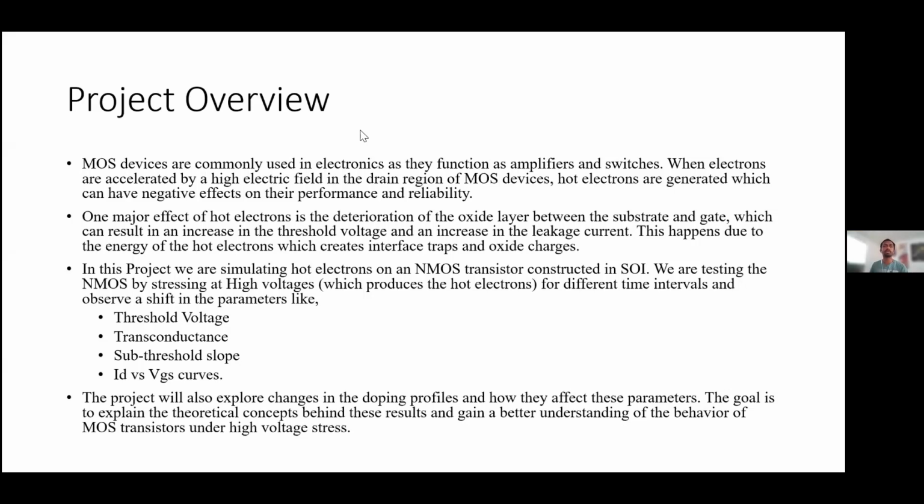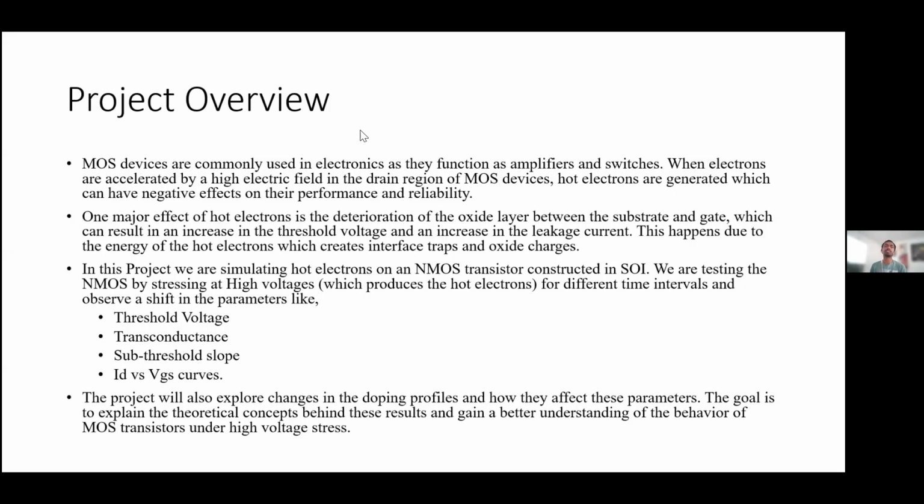We are performing a project on hot electron effects on MOS transistors, and here we are trying to show the change in the parameters when the hot electrons are simulated in the typical NMOS transistor. Hot electrons are generated by pushing the channel electrons into the oxide, degrading the oxide by storing the electrons inside the traps, which changes the threshold voltage, transconductance, and also the ID versus VGS curve.